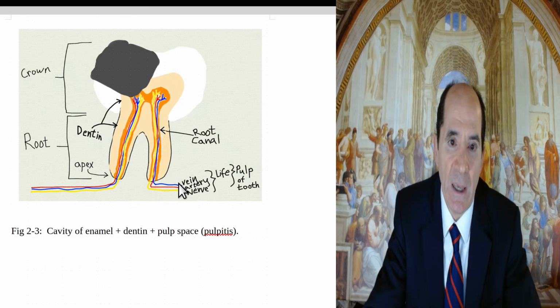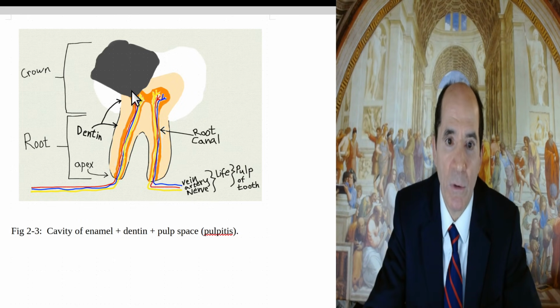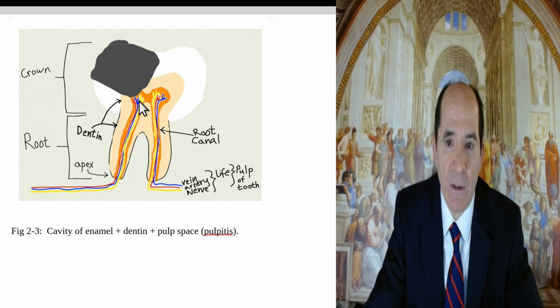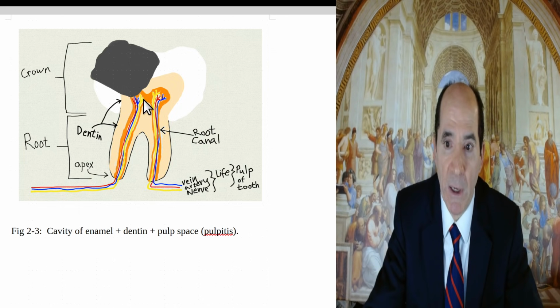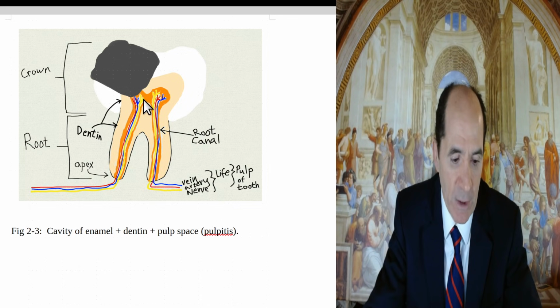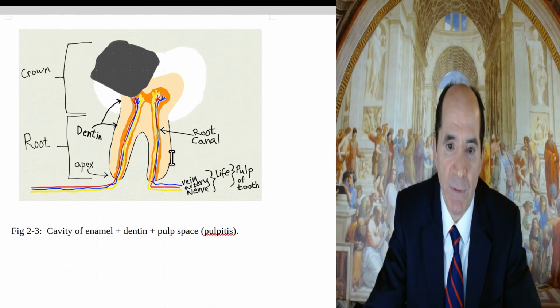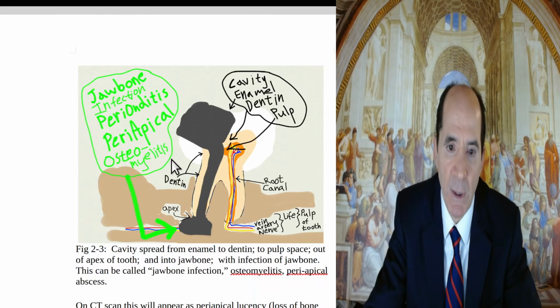The next thing is the cavity going into the pulp space. So it's eroded through the enamel, through the dentine, and now into the pulp space of the roots, of the root canals. And that's not good because it can very quickly infect and destroy all of the pulp space, and destroy the nerve. And this isn't going to get better just on its own. This is called a pulpitis, an infection of the pulp space.